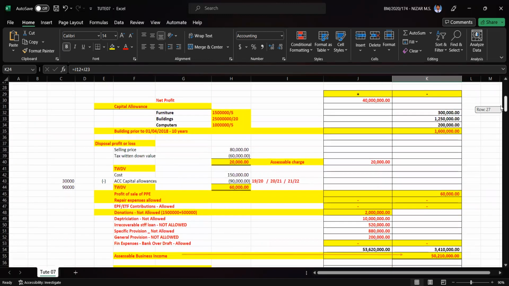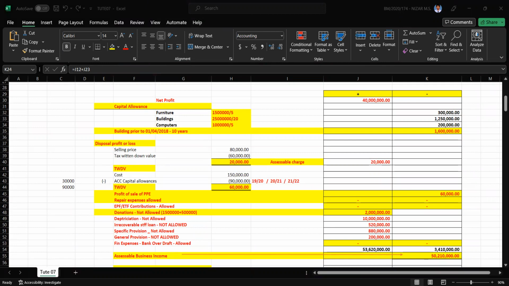After that, we want to compute the business income. Business income starting from net profit 40 million. The capital allowance should be there, because for assets acquired after 1st of April 2018, it is 5 years, except building and intangible asset. If it is a building, 20 years capital allowance is there.